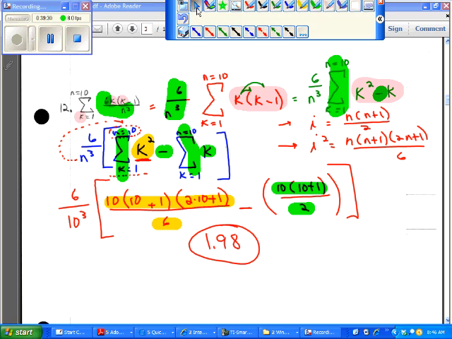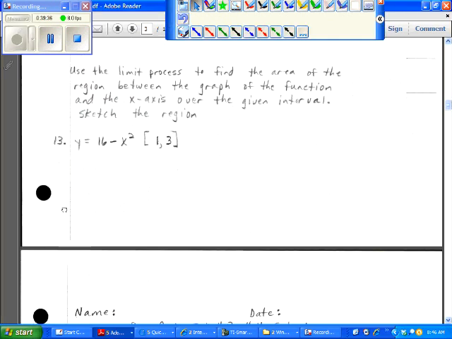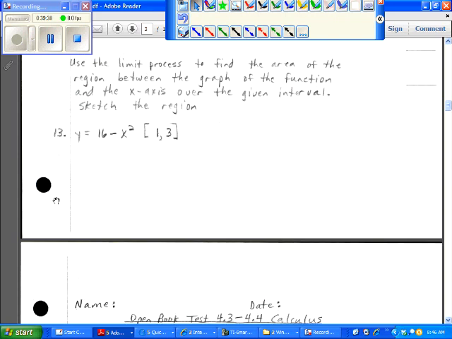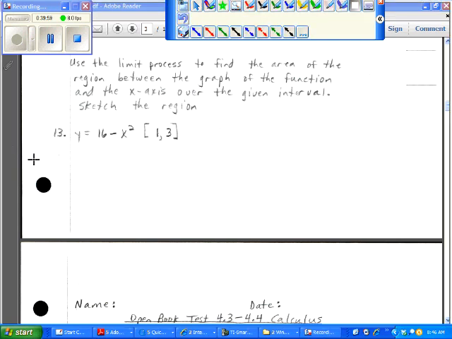Okay. All right. Well, number 13. Number 13 says use the limit process. So we're talking about the limit as n approaches infinity to find the area under the region between the graph of the function and the x-axis over the given interval.